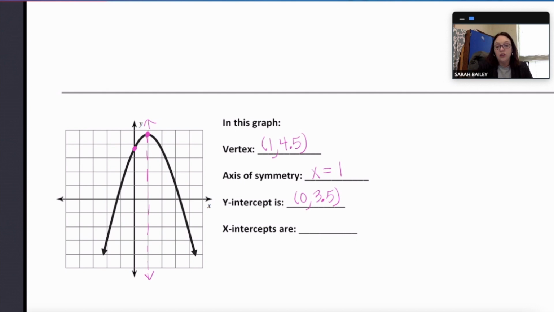The x-intercepts. An x-intercept is a point where the graph crosses the x-axis. This parabola crosses the x-axis 2 times. We see it crossing the x-axis here and here. So the x-intercepts we see are negative 1.25, comma 0, and 3.25, comma 0. Those are the ordered pairs for the x-intercepts.